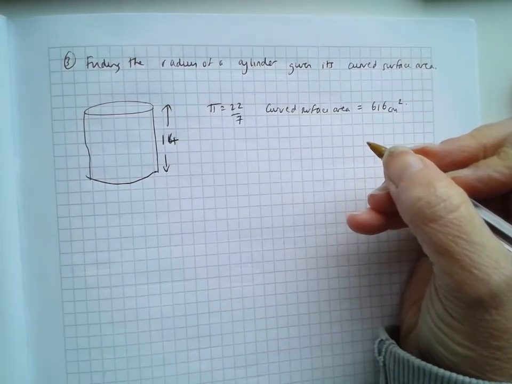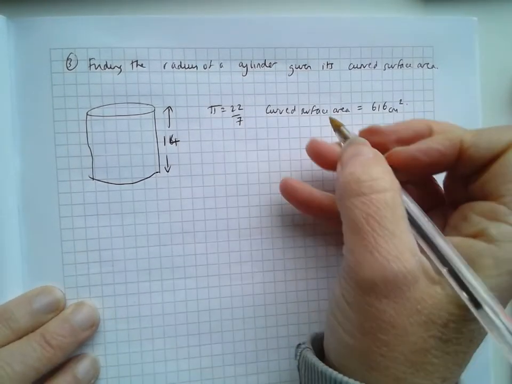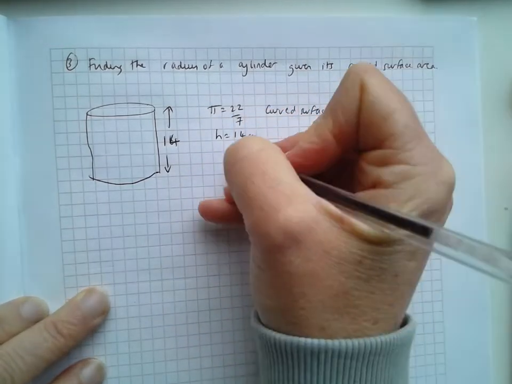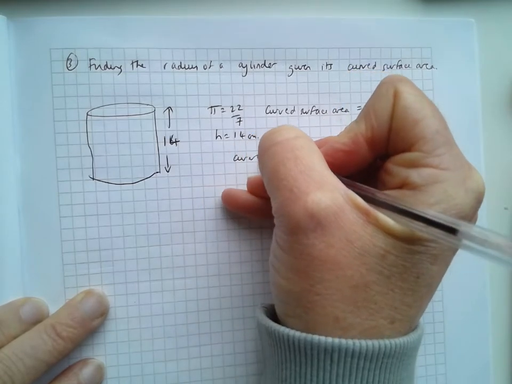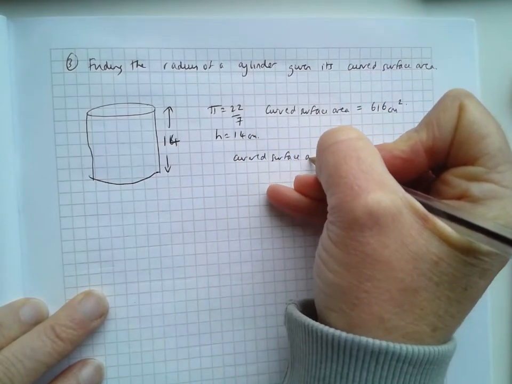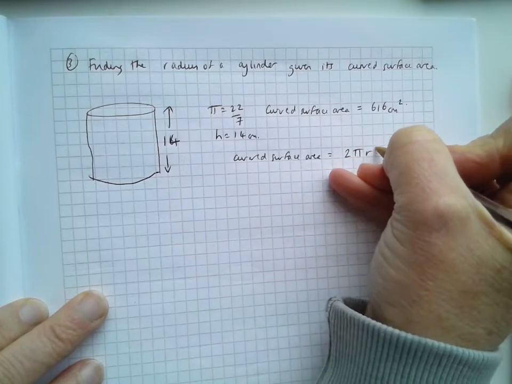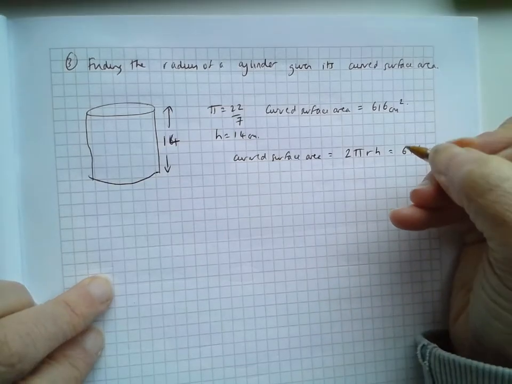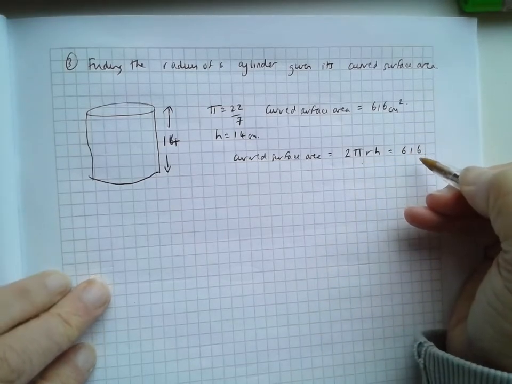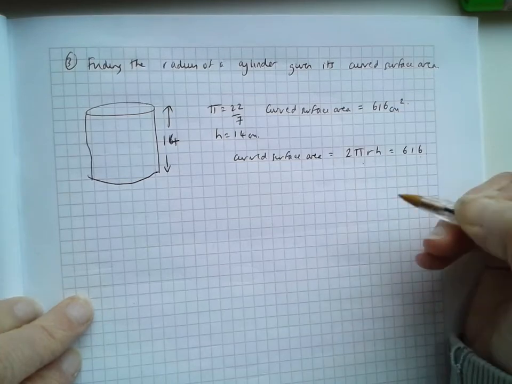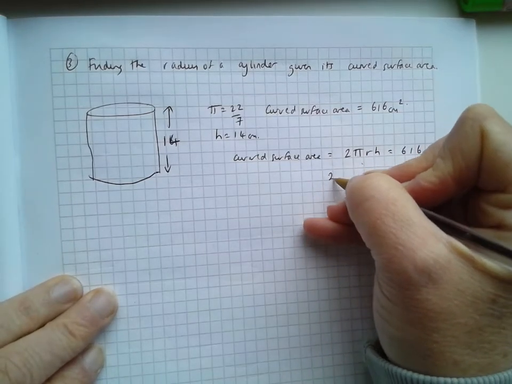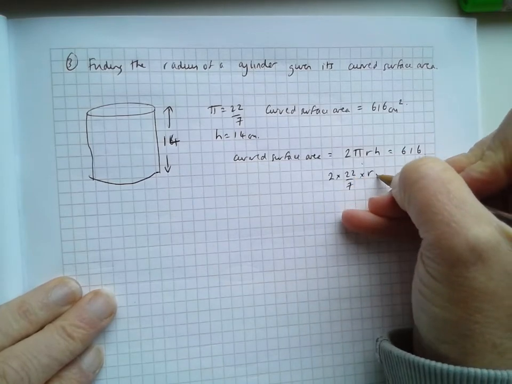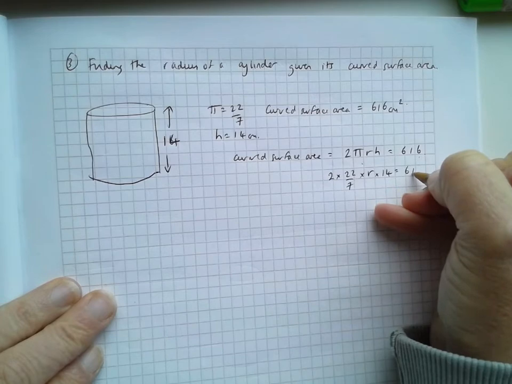And what do we have? We've got pi is 22/7 and we've got its height is 14 centimeters. So the formula for the curved surface area, if you remember, is 2 pi r h, and we know that equals 616. So we go about it the same way. We've written down the formula, we've written down the actual value for that curved surface area. We can write in 2, we can write in pi, which is 22/7, we can write in r for radius and 14 for height, and that's all equal to 616.